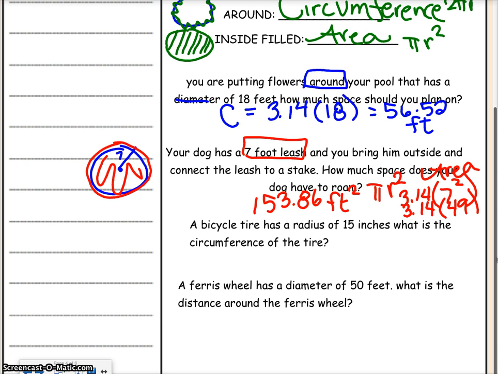Your bike tire has a radius of 15 inches. What is the circumference of your tire? I don't really need to apply my knowledge on around or in here because it says circumference. So, since I'm given radius, I'm going to use 2 pi r. 2 times 3.14 times 15 is 94.2 inches.